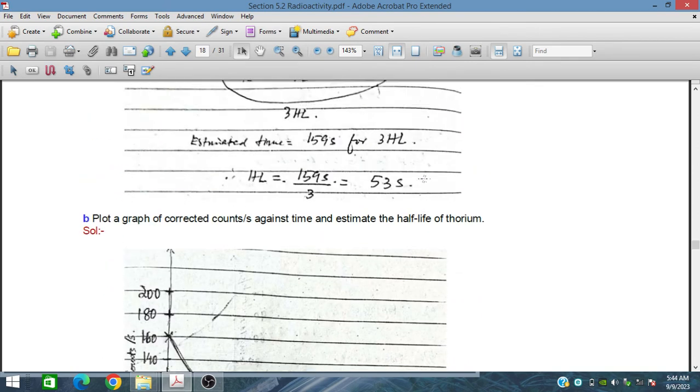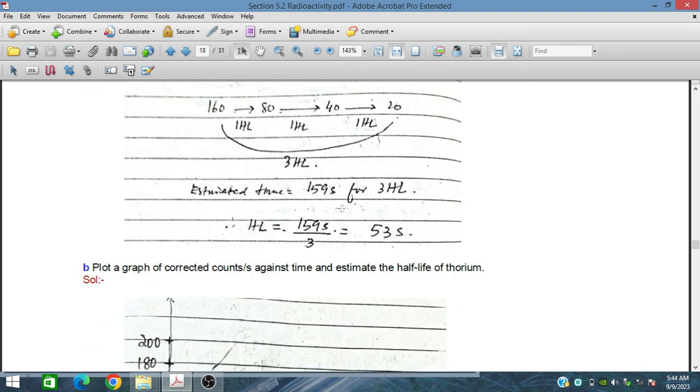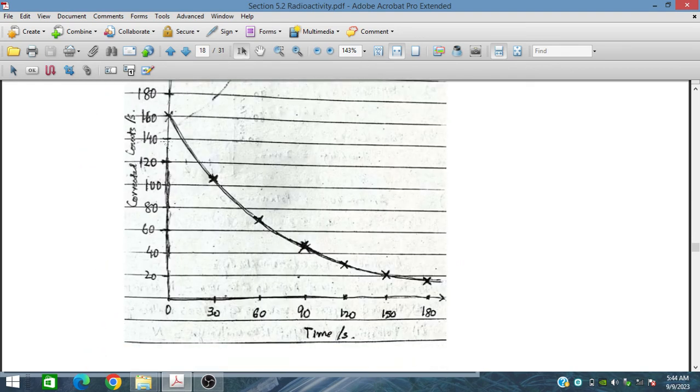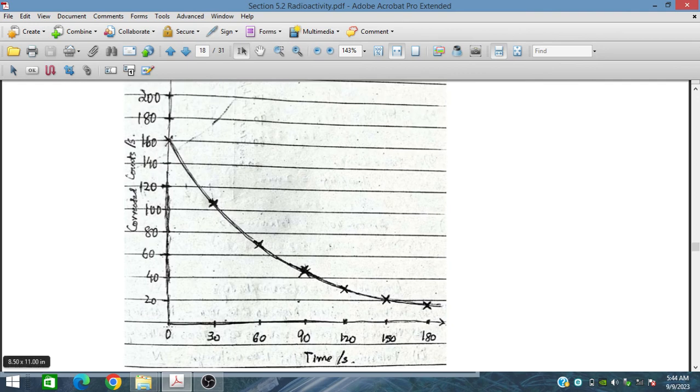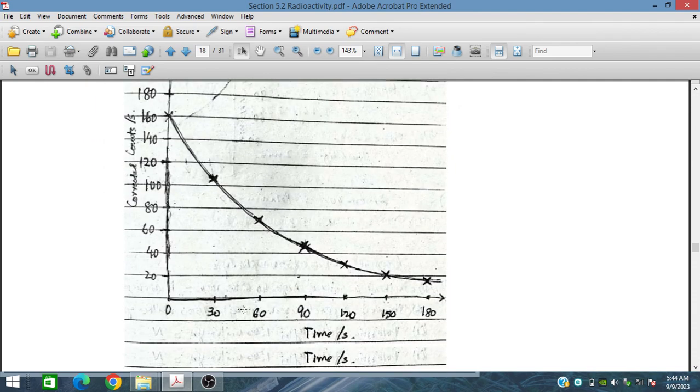This is the count rate, and these values are plotted. The corrected counts are on the y-axis and the time is on the x-axis. The count is 160 at 0 seconds, and this much count at 30 seconds, and this at 60 seconds. So the first row and third row of the table are plotted on this graph.